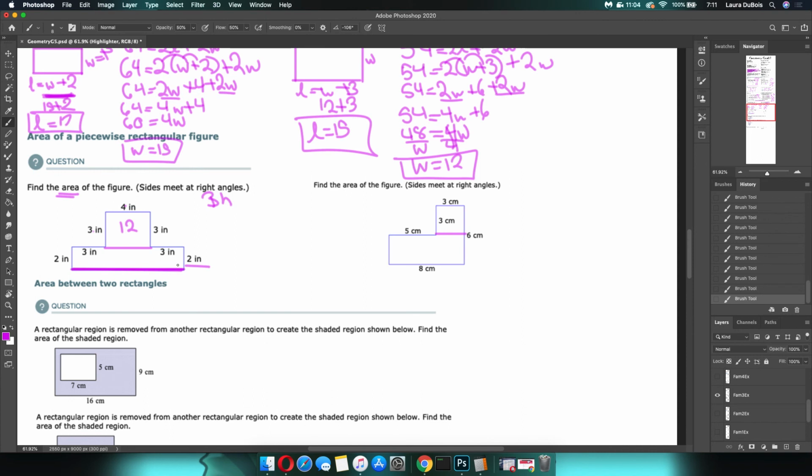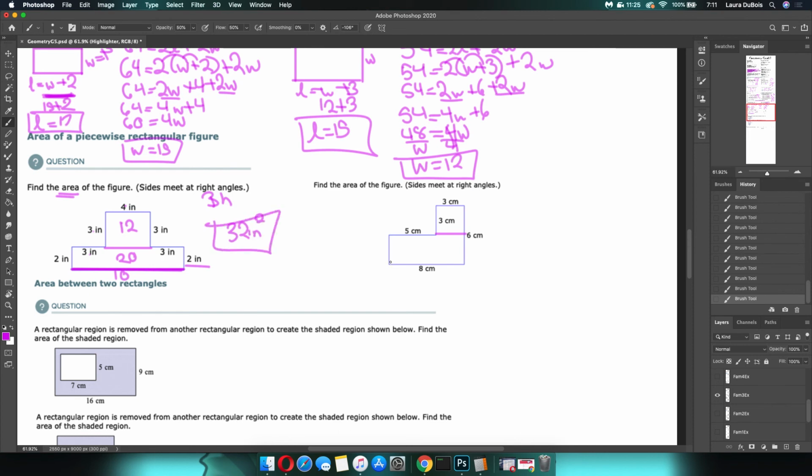Is getting you used to finding this missing side. 3, 3, 4, so this is going to be a 10, because 3 plus 3 plus 4 is going to be a 10. So now base times height, so this is 2 times 10, so this will be 20. 12 plus 20 is a total of 32 inches squared.